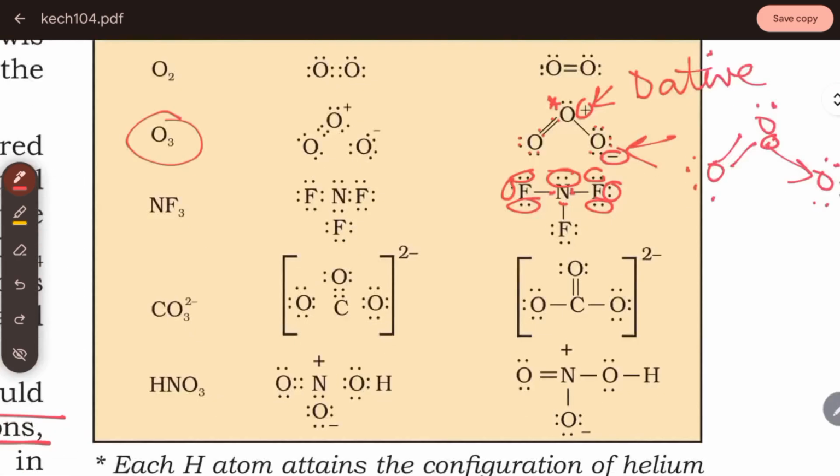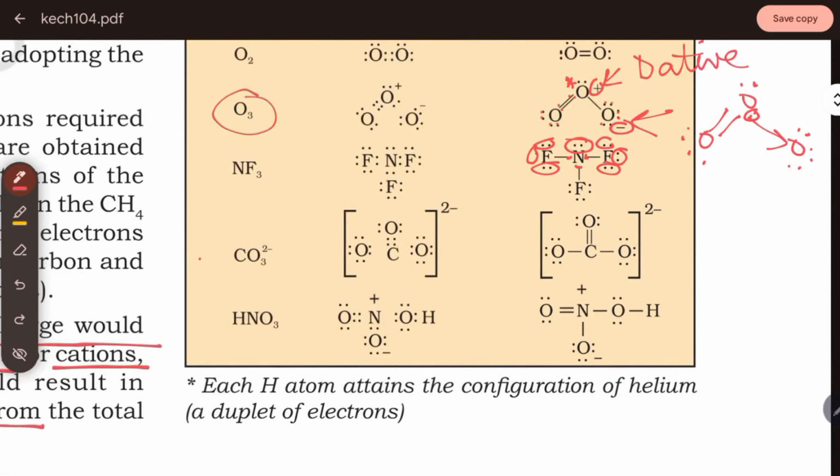Okay, so CO3 2 minus, important for all exam. O3 important for all exam, HNO3 important for all exam. CO3 2 minus में क्या होता है? There are 2 minus means 2 electrons. 2 electrons can be given to oxygen like this. So there is a double bond between carbon oxygen and the single bond over here.